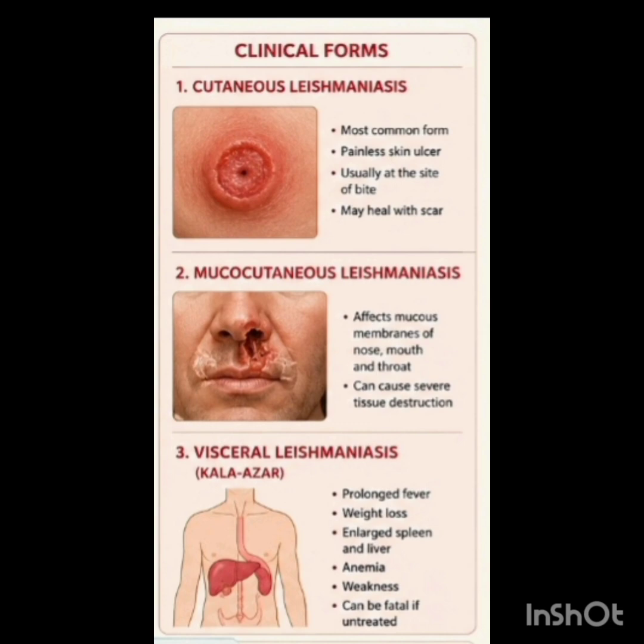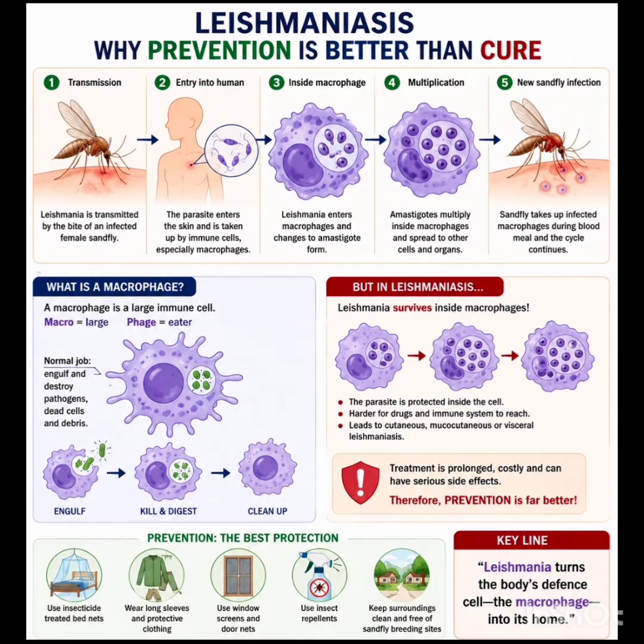Now comes another fascinating clue for microbiologists. When we look at an infected macrophage under the microscope, we may see tiny intracellular bodies containing a nucleus and a kinetoplast. These are the amastigotes, historically known as Leishman-Donovan bodies. And that tiny kinetoplast gives us an important clue. It tells us that we are dealing with a kinetoplastid parasite.